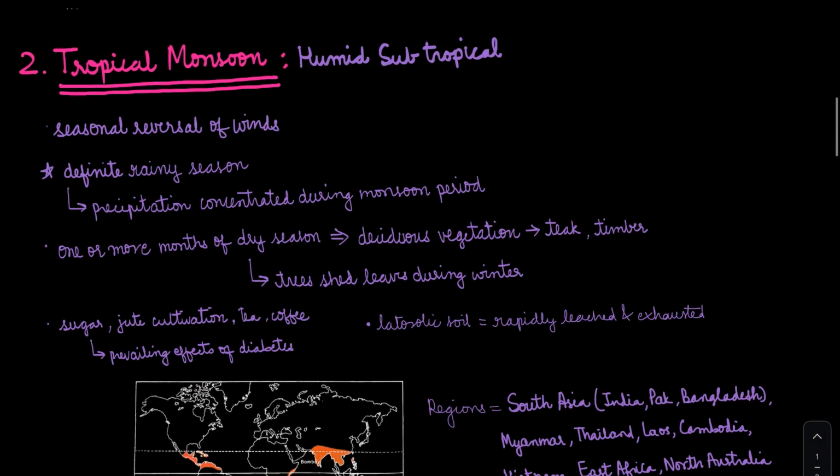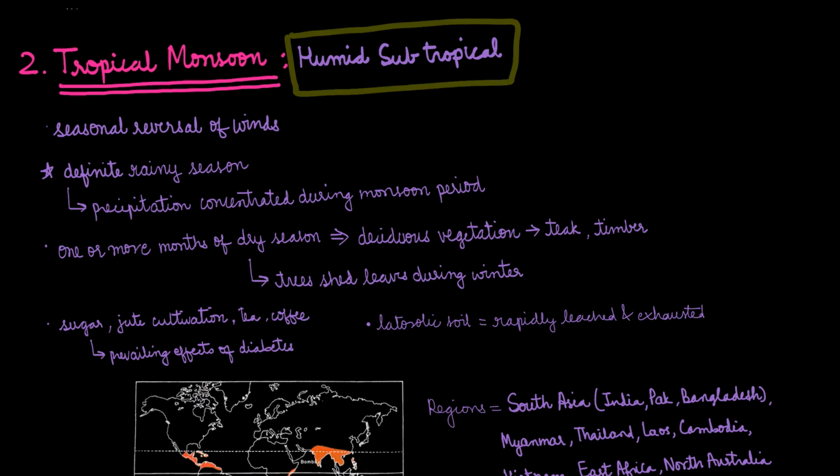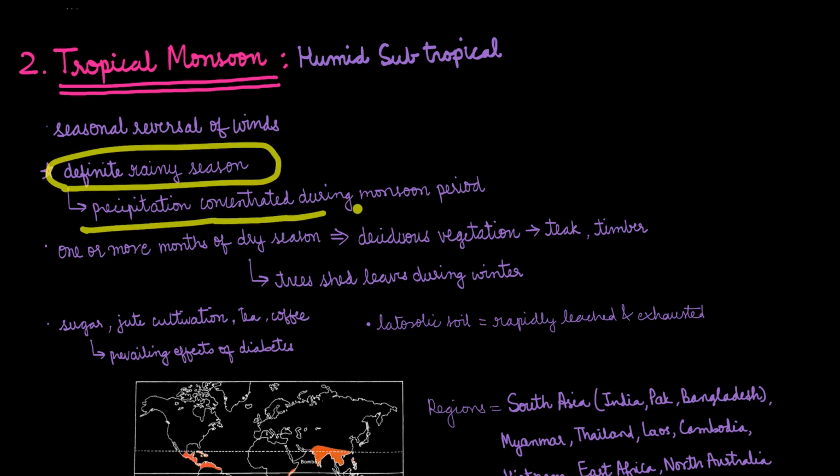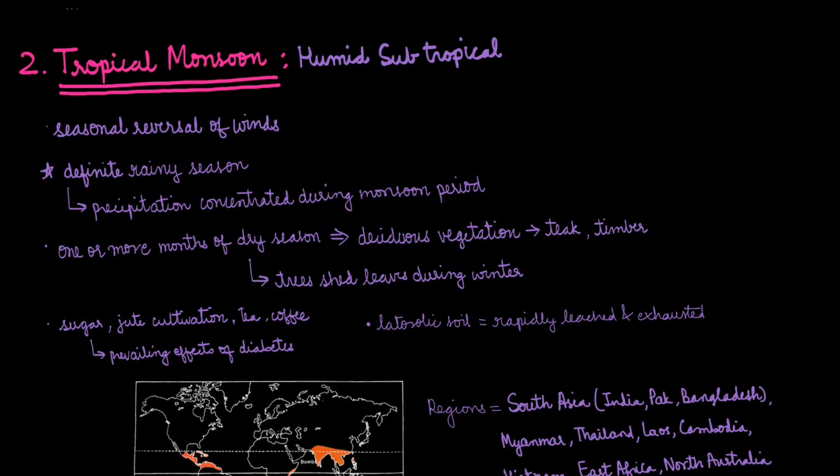Moving on to the tropical monsoon climate. Tropical monsoon climate is also called the humid subtropical climate. One of the most significant features of this type of climate is the seasonal reversal of winds. There is a definite rainy season because precipitation is concentrated during the monsoon period. As in India, the monsoon period starts from June and runs till September. This marks an indicator for the tropical monsoon type of climate.